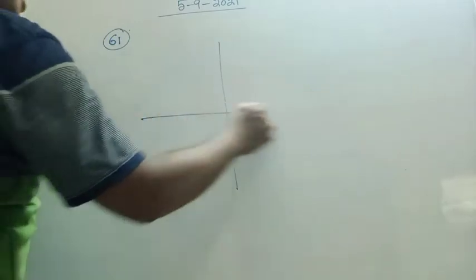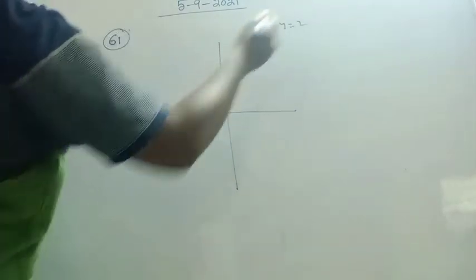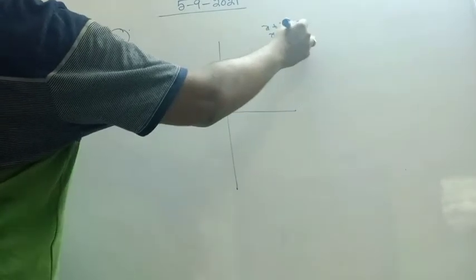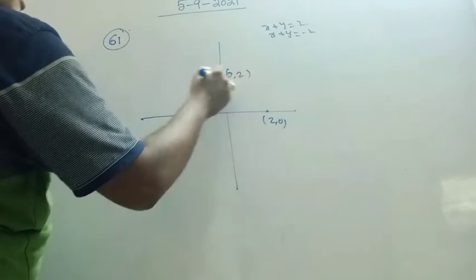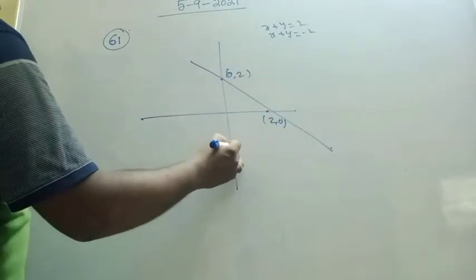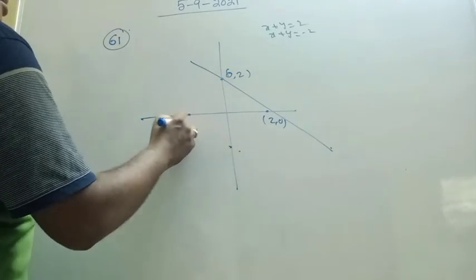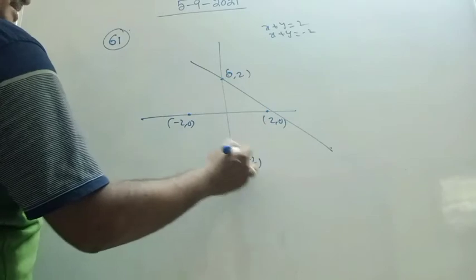Regarding the 61st question, we already got this problem in the previous examination and discussed it. It came in the last exam's circles paper. The same thing was repeated, so you know the answer for that, of course. It is just two lines they have given: x plus y is equal to 2 and x plus y is equal to minus 2. These give the points (2, 0) and (0, 2), and also (minus 2, 0) and (0, minus 2).